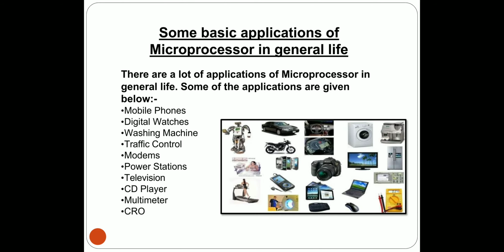And then we can see some basic applications of the microprocessor in general life. We use electronic devices in our hands everywhere, and the microprocessor is deployed there, such as in mobile phones, which we use regularly, digital watches, washing machines and traffic control. Even traffic control uses a microprocessor. Also modems, power stations, televisions, CD players, multimeters, CROs and various devices such as computers, laptops and vehicles.